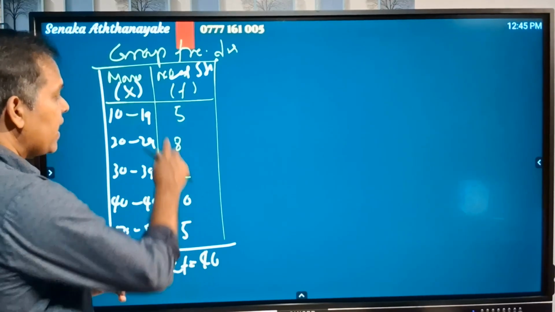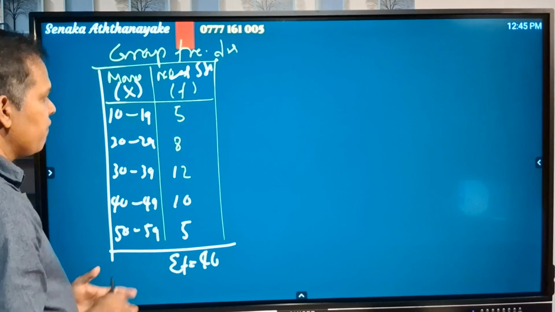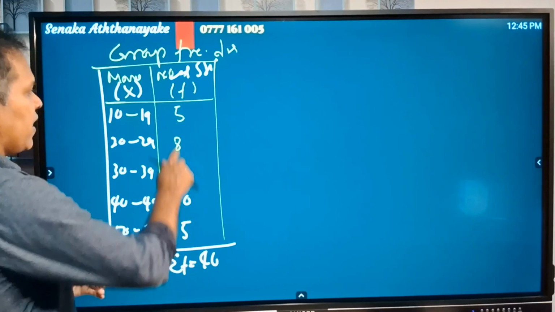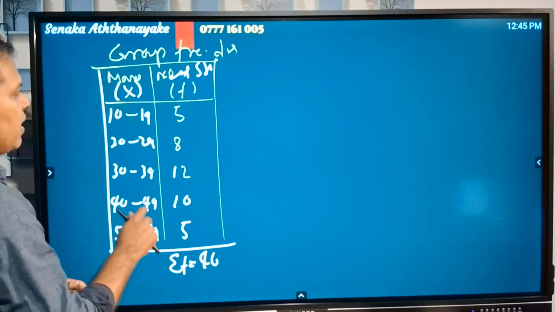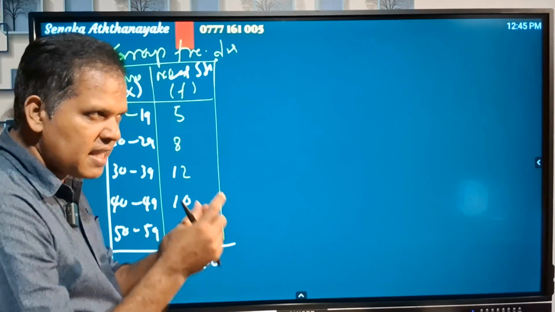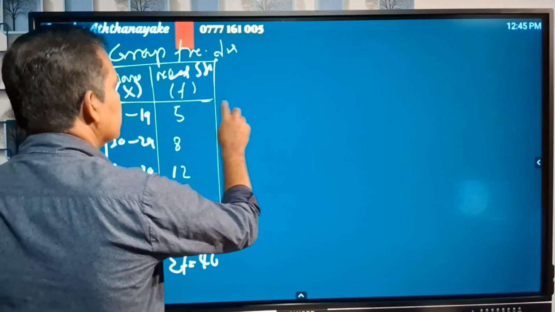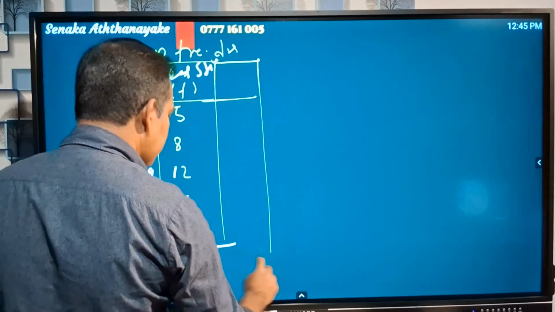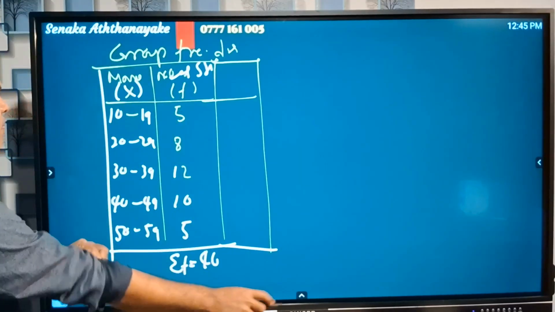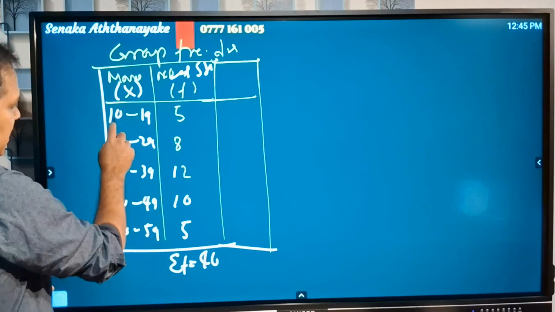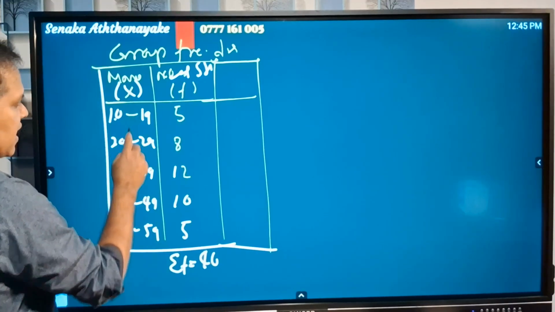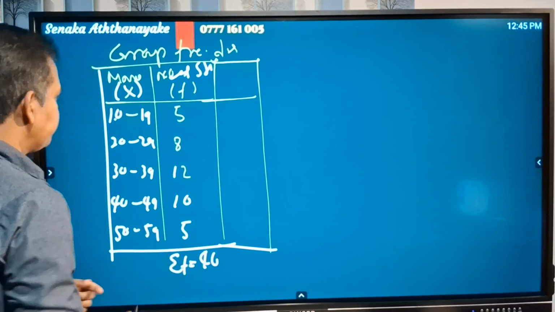But we don't know the exact value of these 5 students, no? We know 5 students are there within this range, but we don't know the exact value of these 5 students. For that, you can use another column with the mid value. What is the mid value? You can add these two limits and divide by 2.